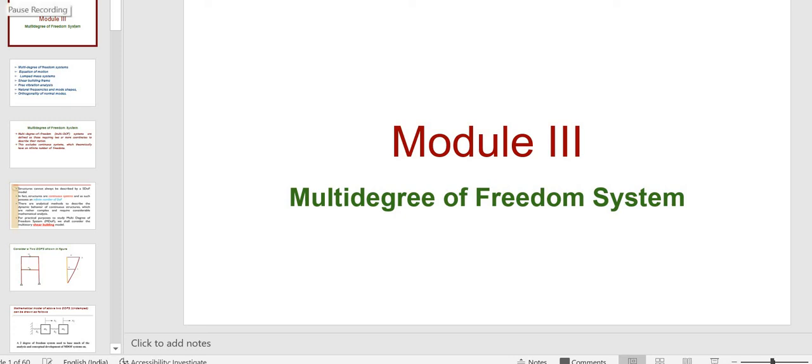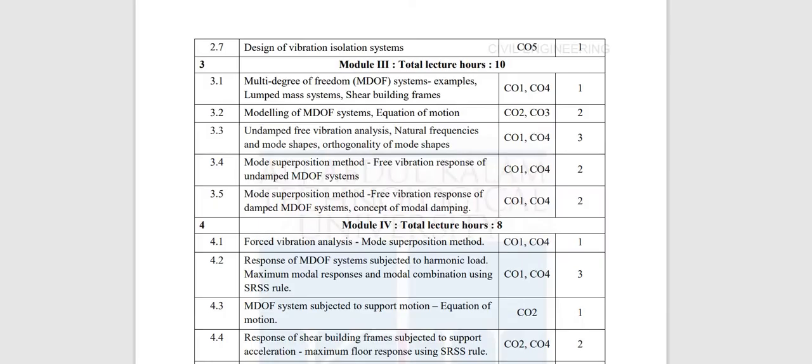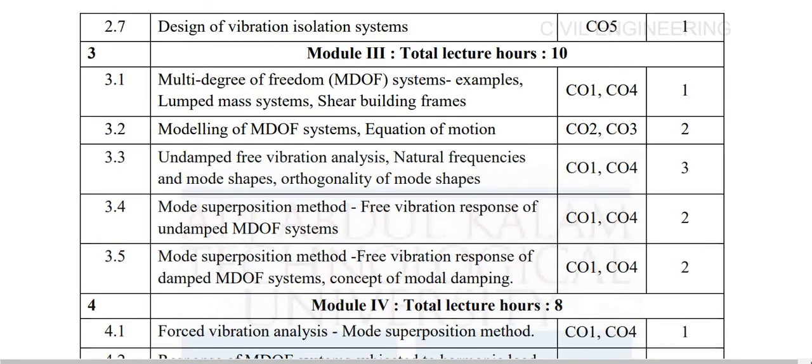Students, this video class is about module 3 of the structural dynamics topic. In this module 3, we need to study multi-degree freedom systems, then shear building frames, and how they are based on that. Then we have to generate the equation of motion. We know that m x double dot plus k x is equal to 0, or m x double dot plus c x dot plus k x is equal to 0.